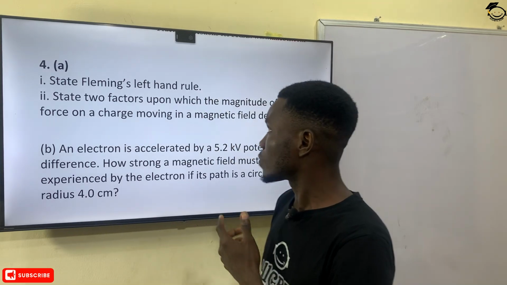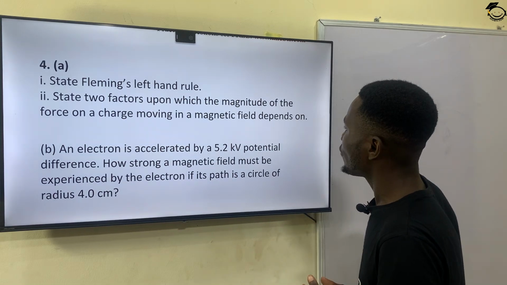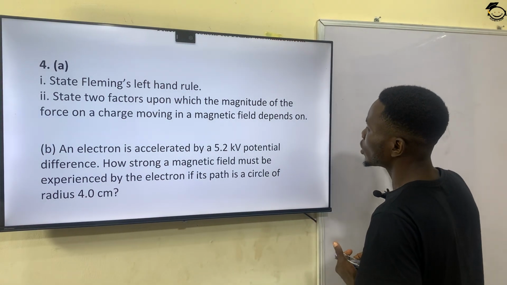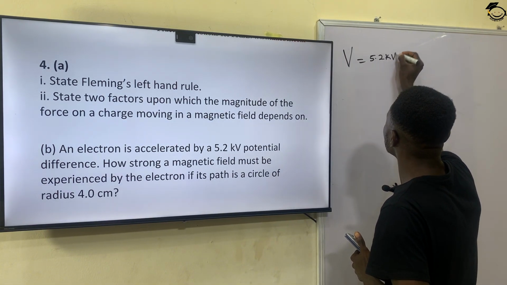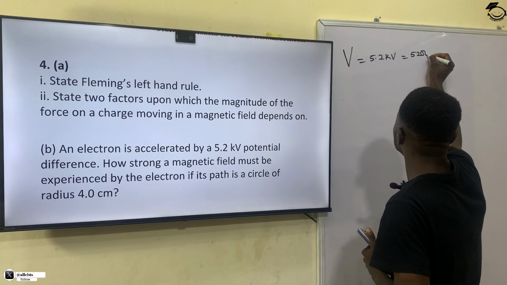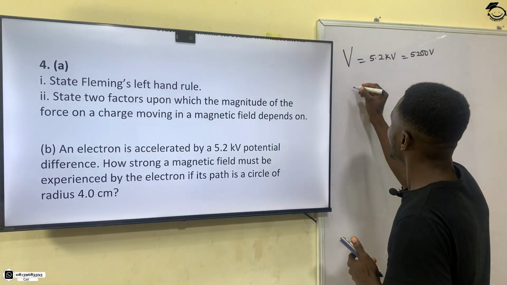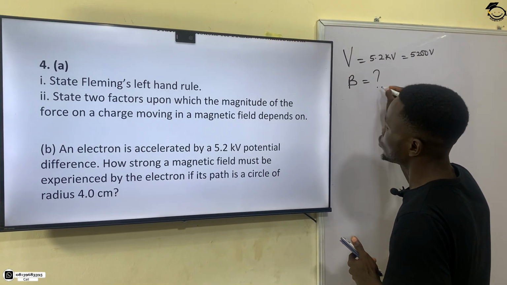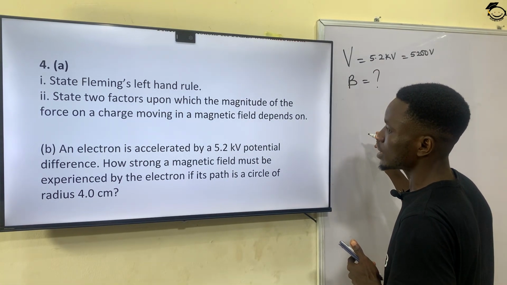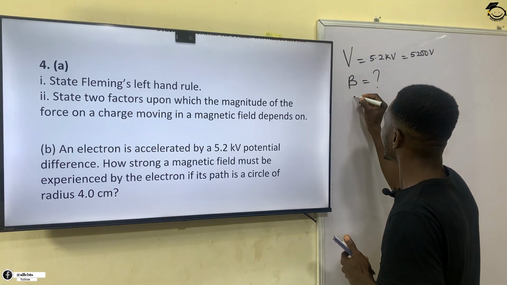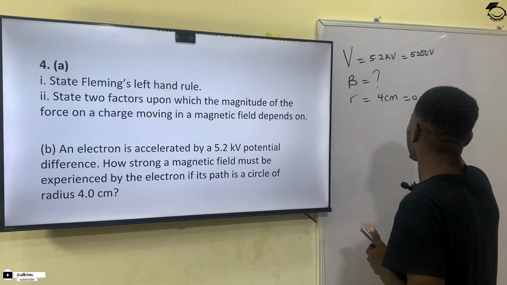So, number 4B says, an electron is accelerated by a 5.2 kilovolt potential difference. So we are given the potential difference V as 5.2 kilovolts, which is the same as saying 5,200 volts. They ask how strong a magnetic field, so we're looking for what? The strength of the magnetic field, which we do not know, that must be experienced by the electron if its path is a circle of radius 4 centimeters. So they gave us the radius of the circle as 4 centimeters, which is the same as saying 0.04 meters.